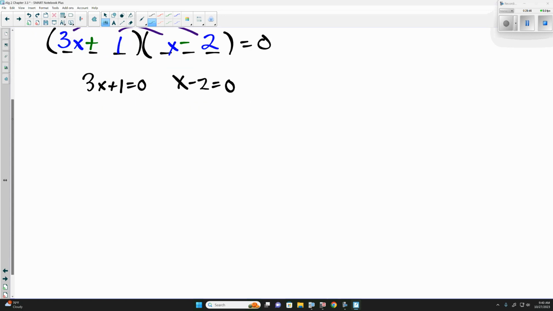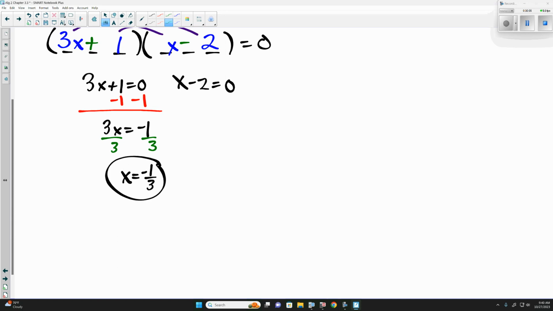3x plus 1 equals 0. First thing we can do is subtract 1 from both sides. Minus 3x is negative 1. Then divide both sides by 3, telling us x is negative 1/3. Now we need to solve the other side.